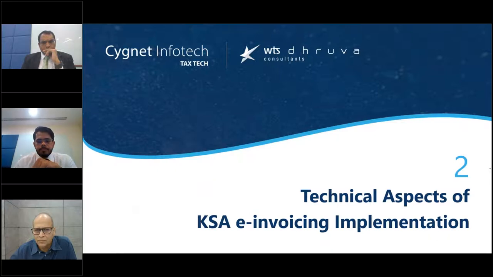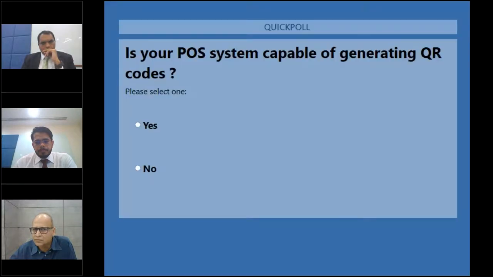Now we will talk about some of these challenges going ahead, but before we jump onto that, I quickly want to ask you a question around QR code generation. So I'm just launching a poll. Kindly provide your feedback. I must say the QR code generation is going to be the most critical aspect as far as the phase one implementation goes. So I hope most of your POS systems are either ready or you have understood that part. I'll be closing the poll in the next 5 to 10 seconds.